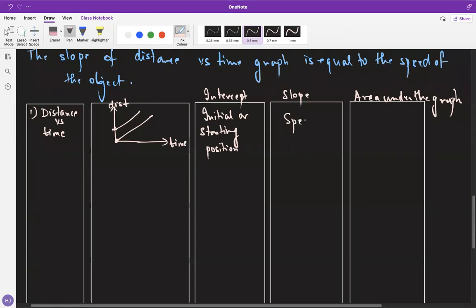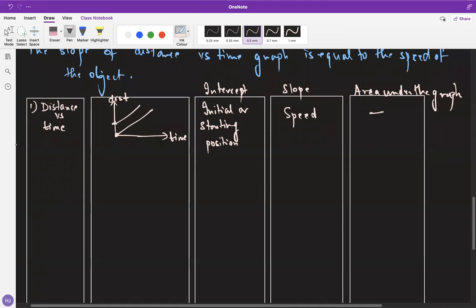Slope will give us information about speed. Area under the graph gives us nothing. Likewise, Kabir, can you tell me, if I have a displacement versus time graph, and the graph shape I stick to is the same, like this one, what is the intercept giving us information about?